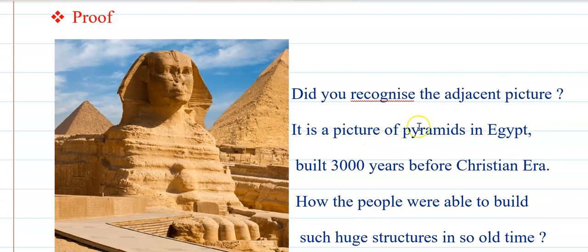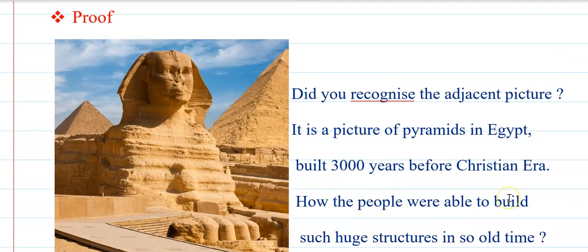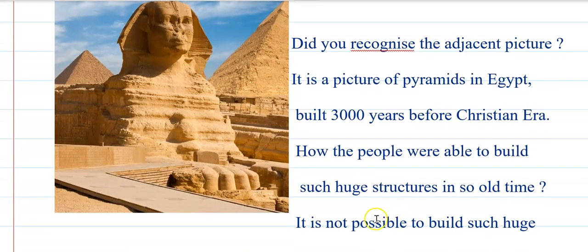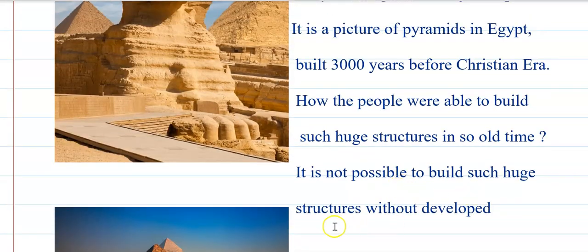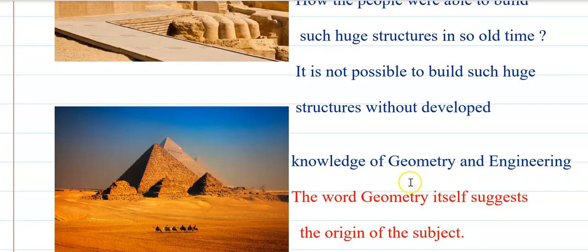Did you recognize the adjacent picture? It's a picture of pyramids in Egypt, built 300 years before the Christian era. How were the people able to build such huge structures in such old times? It's not possible to build such huge structures without developed knowledge of geometry and engineering.